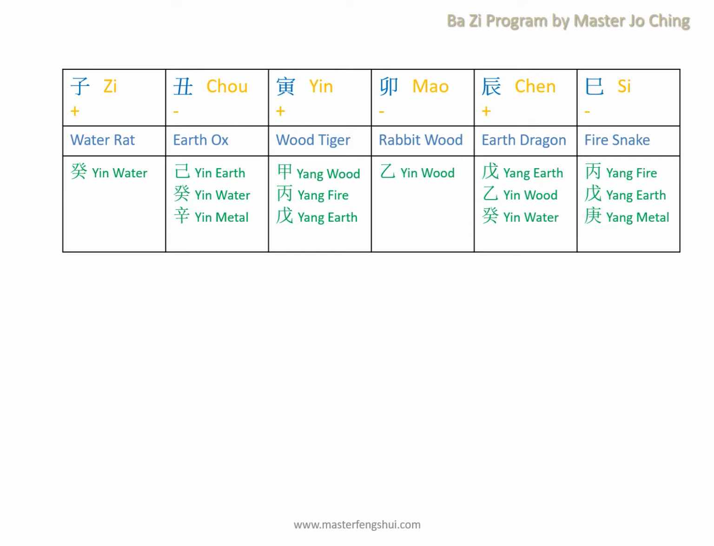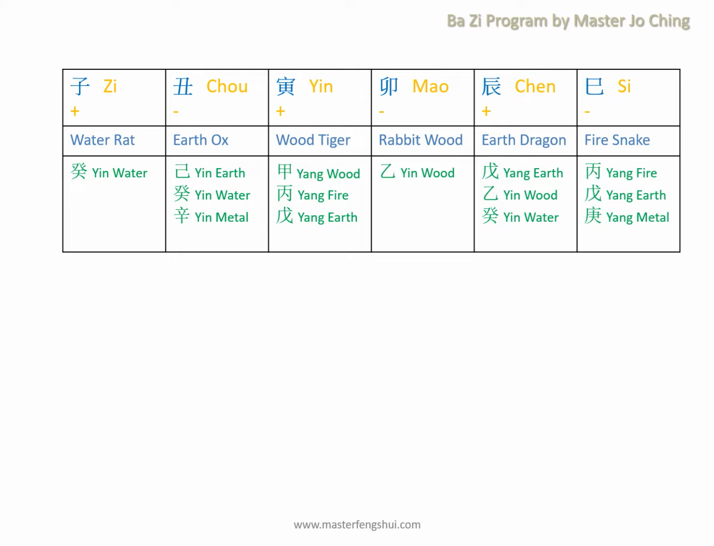Then we have 丑. 丑 contains 3 hidden stems. Usually the one at the top layer here, later on you will know, is the main qi. And these 2 here are the sub qi. So 丑 contains 3: you have yin earth, yin water, yin metal. Then we come to the tiger, wood element. The main qi here is yang wood, followed by yang fire, followed by yang earth. And 卯, we have only 1, which is yin wood. 辰, the dragon, contains 3.